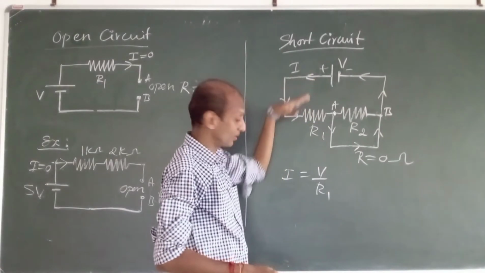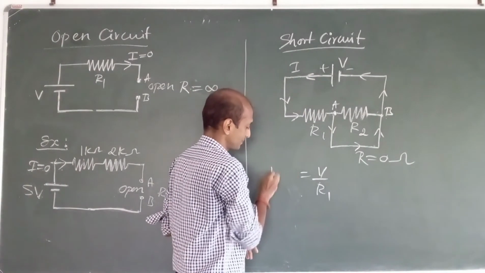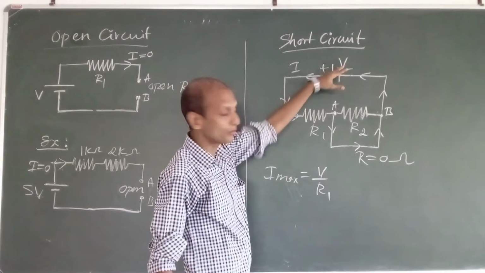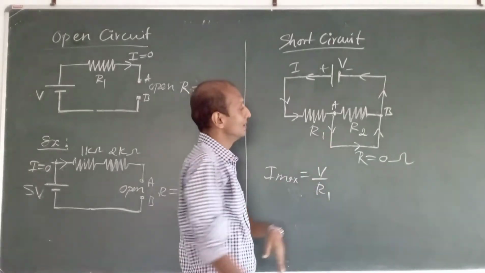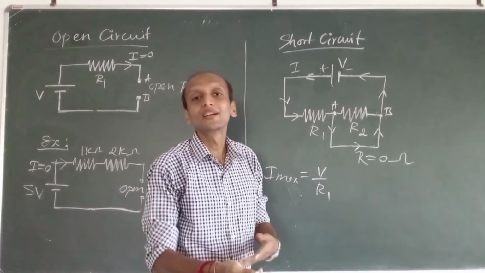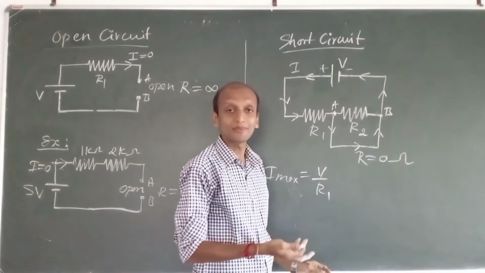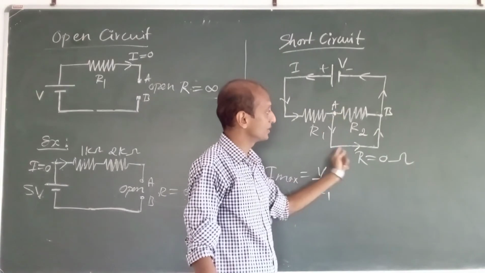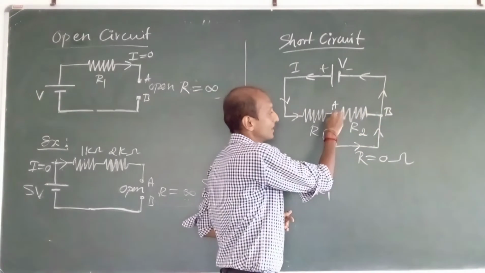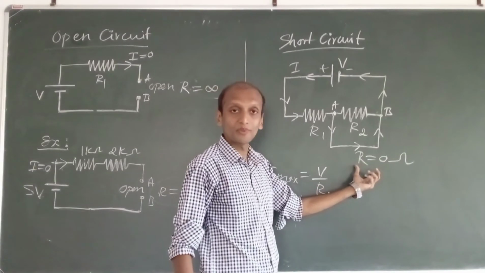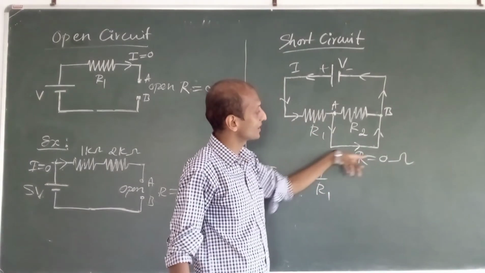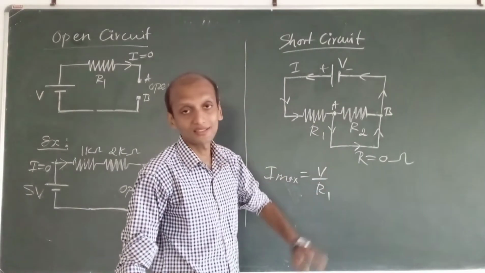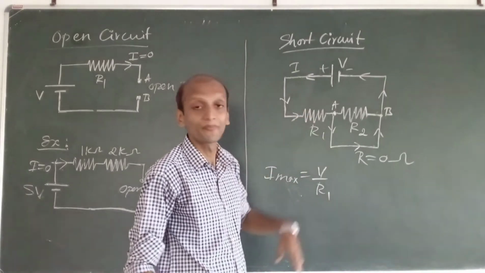Now the current is flowing like this in this circuit. So the total or maximum current I can expect here is the applied voltage divided by the resistance R1. R2 is not coming into existence because the current is flowing through this short circuit. Whenever there is some short circuit, the resistance offered will be 0 ohms, and this R2 is as if it is not there. That resistance is not considered whenever there is some short circuit.